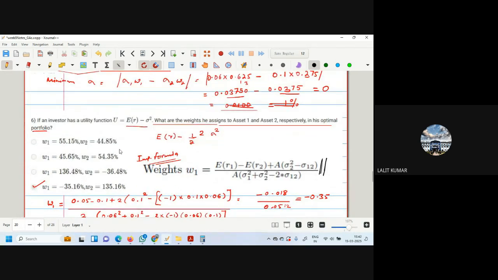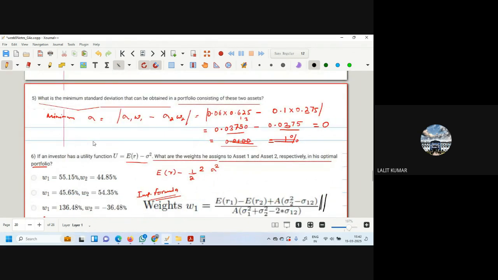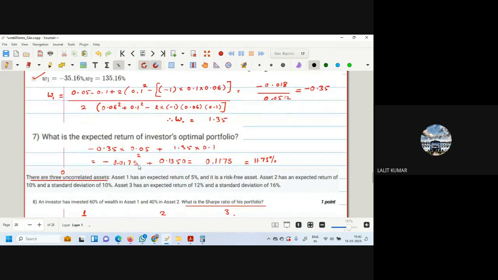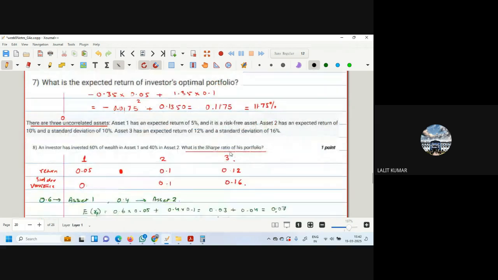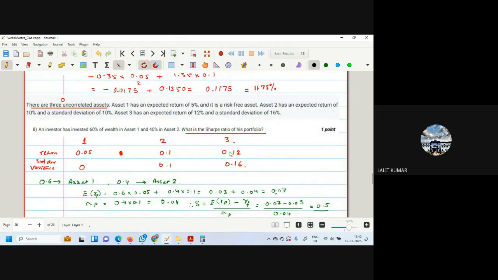Okay, now we go to the next question. An investor has a utility function like this. What are the weights he assigns to asset 1 and asset 2 respectively in his optimal portfolio? This we have solved. What is the expected return of the optimal portfolio? Put in W and 1 minus W, and we'll find this. Now we come to the third question.